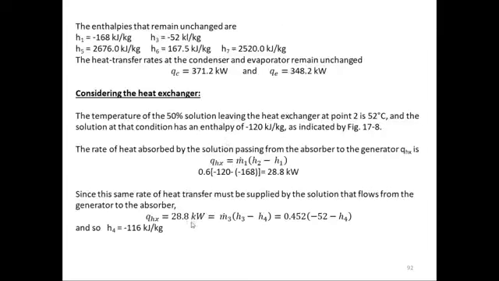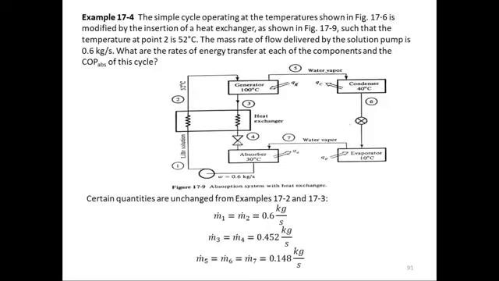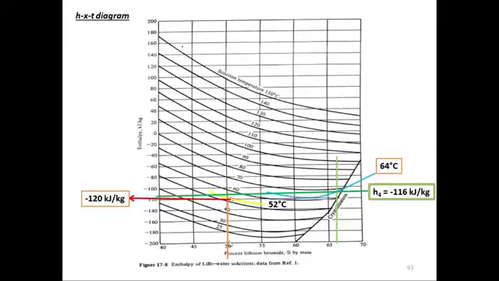So from that idea we equate, since the same rate of heat transfer must be supplied by the solution that flows from the generator to the absorber, this amount to the other side, m dot 3, H3 and H4. This is how we find out H4. So H4 is minus 116 kilojoule per kilogram, the enthalpy of the point right after the heat exchanger. Okay, so where is this H4?